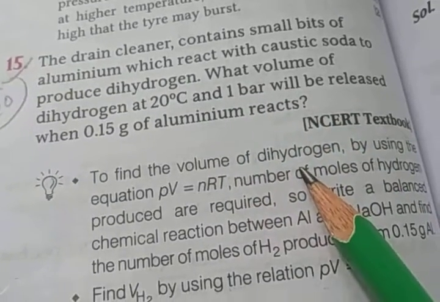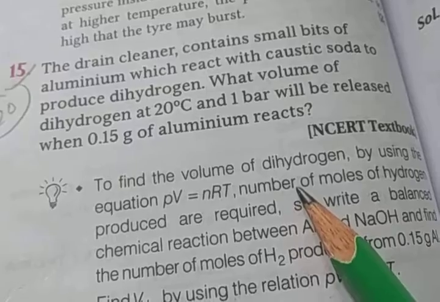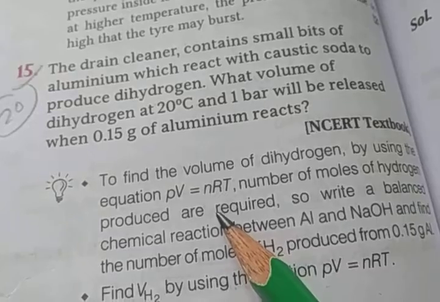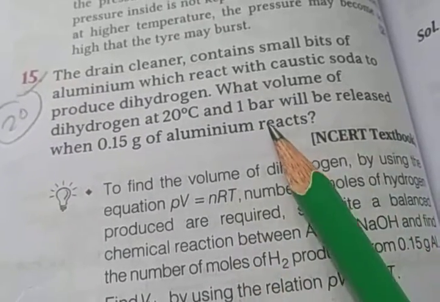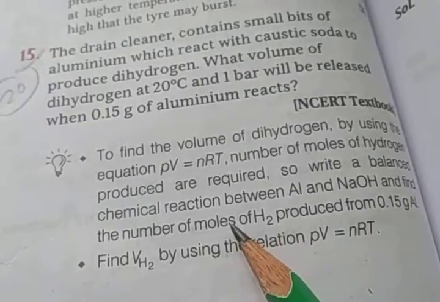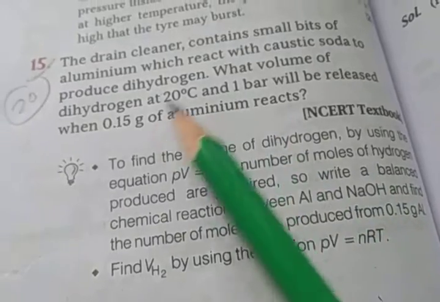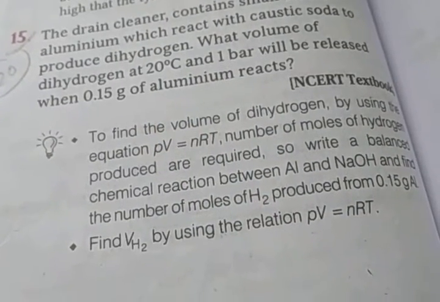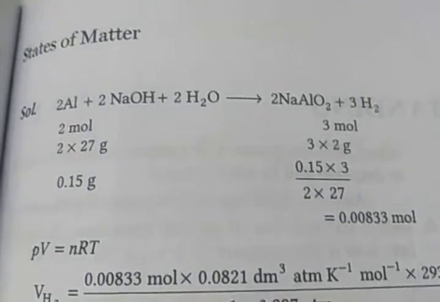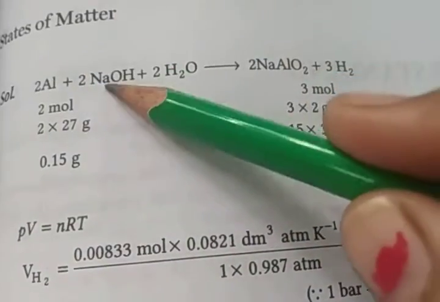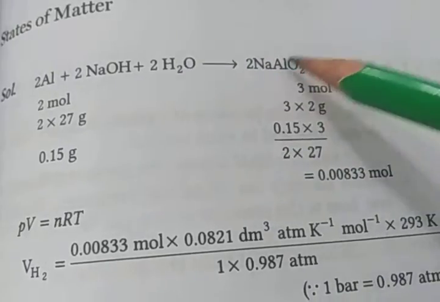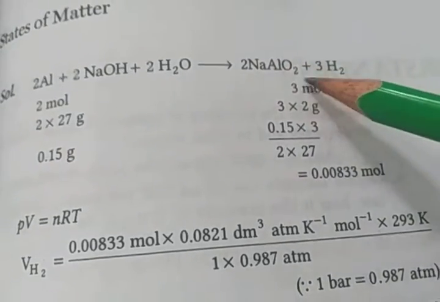So the volume of the dihydrogen by using the equation PV is equal to nRT, right? So the number of moles of hydrogen is required. For that we have to write the balanced equation between aluminium and NaOH. Then find the number of moles of hydrogen produced from 0.15 gram of aluminium. After that we have to use the PV is equal to nRT equation. When aluminium reacts with caustic soda, NaOH: 2Al plus 2NaOH plus 2H2O converts into sodium aluminate, 2NaAlO2 plus 3H2.